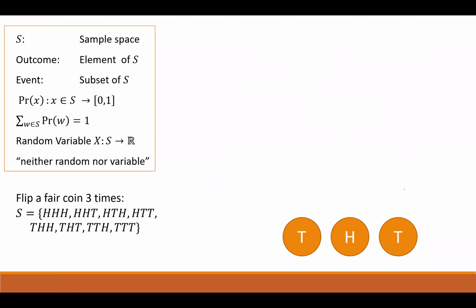But let's take a look at another experiment. We flip a fair coin 3 times. The sample space has 8 elements: heads, heads, heads, or heads, heads, tails, and so on and so forth. All of the possibilities when I flip 3 coins. Then I can define a random variable based on whatever I want. Let's say that in this case, X is the number of times this coin comes up heads in my 3 flips.